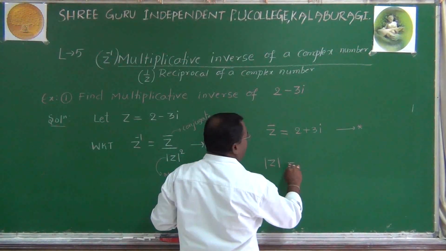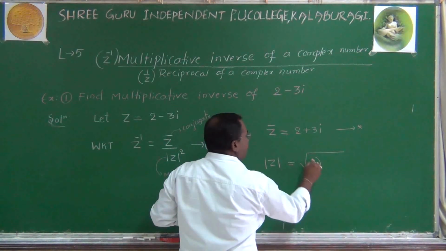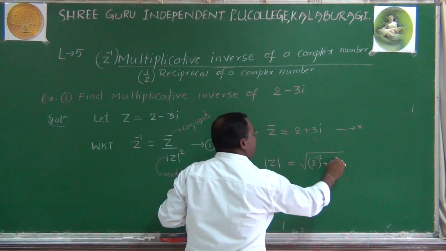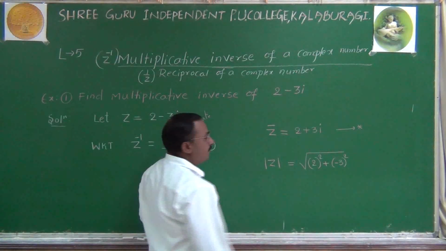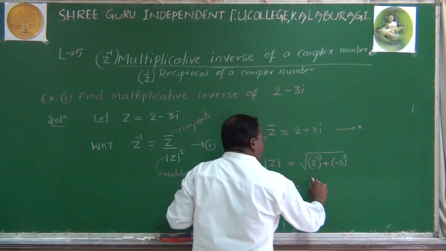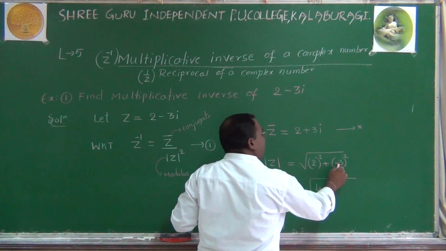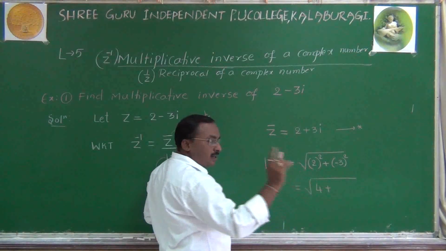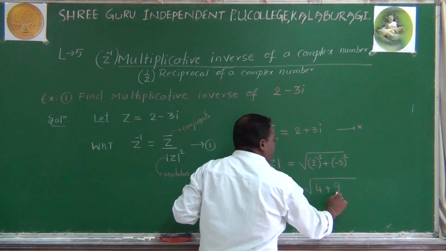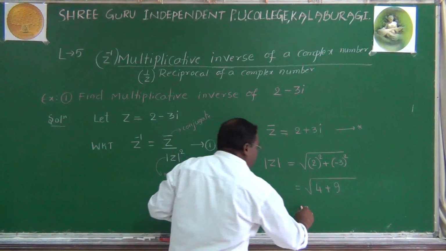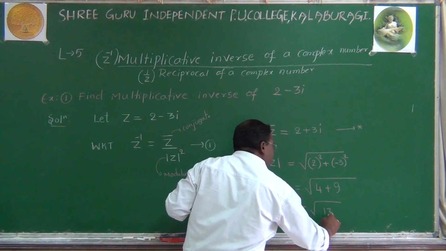Modulus of Z formula: square root of real part square plus imaginary part square. Here, real part is what? 2. 2 square is 4, plus. Negative square is always positive. 3 square is what? 9. That is square root of 4 plus 9, which is 13.